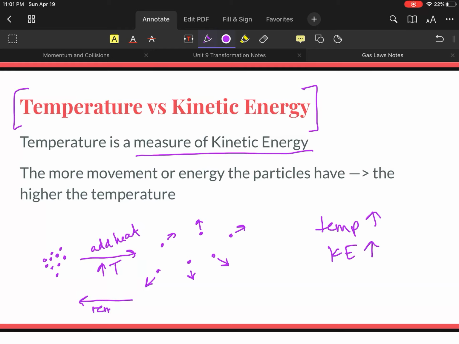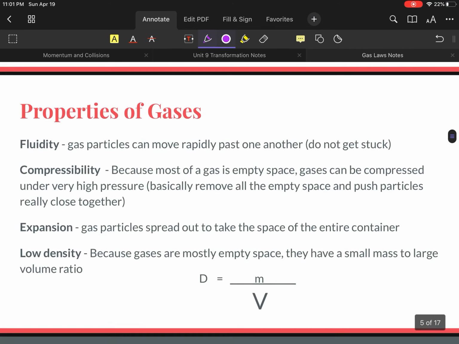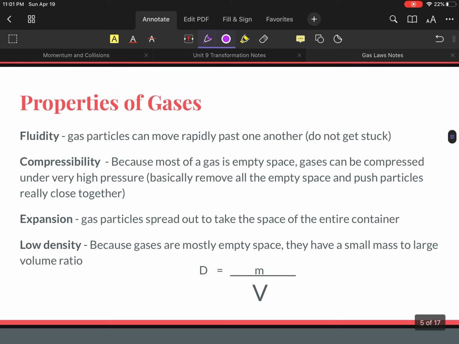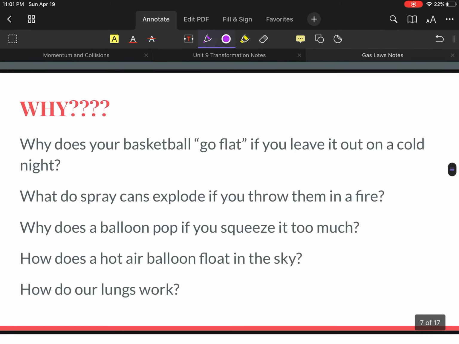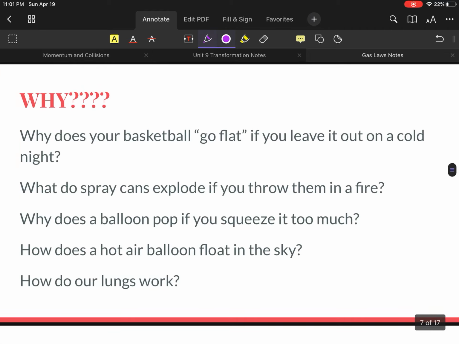And then I could do the same thing if I went backwards and removed heat or removed that energy. Then my particles are going to go back to being all nice, packed up, real tight together. We're going to come back to properties a different day next week.